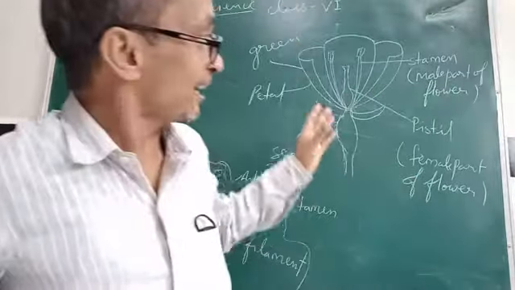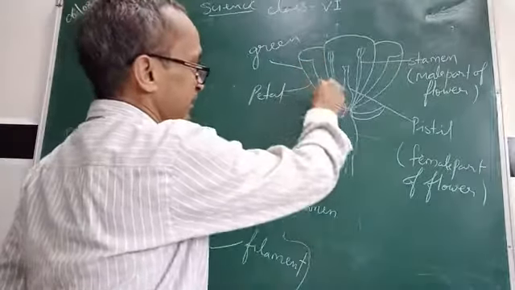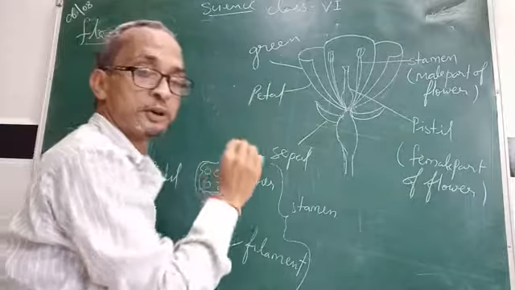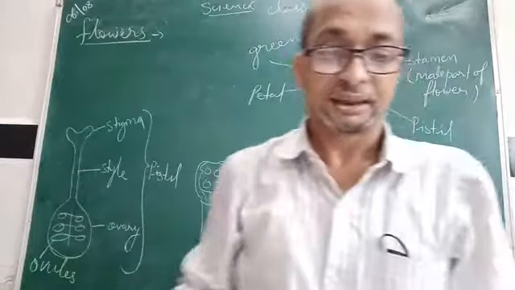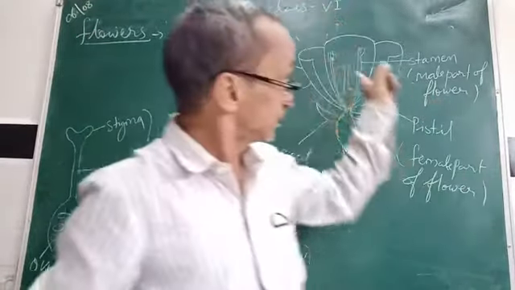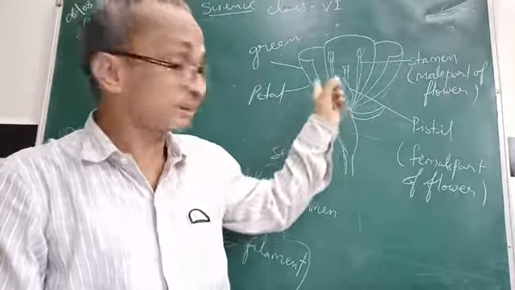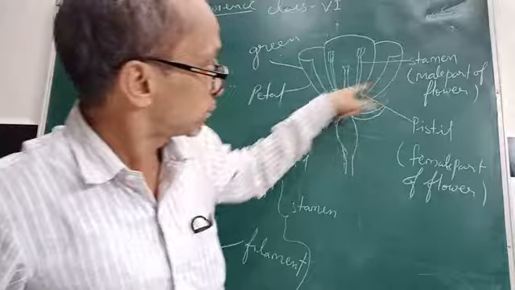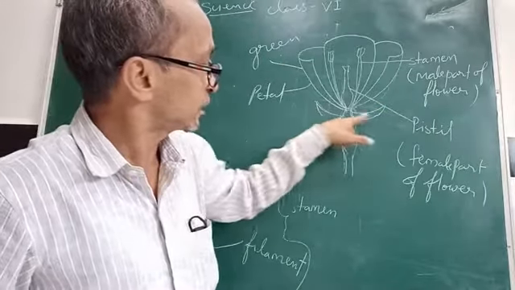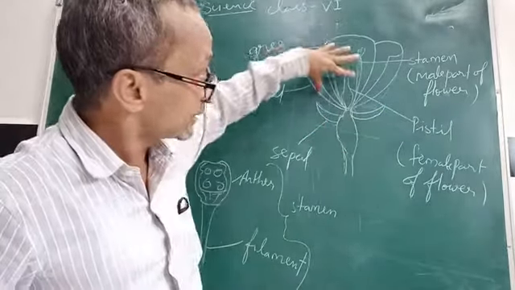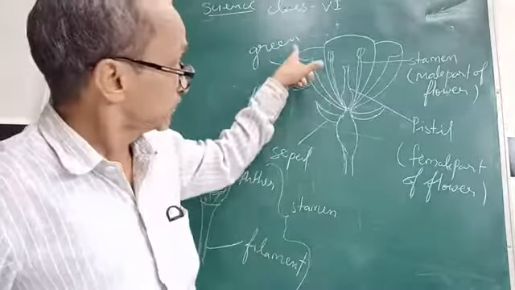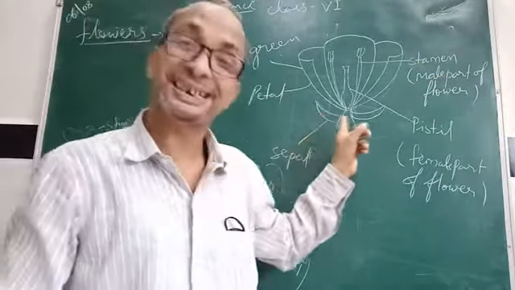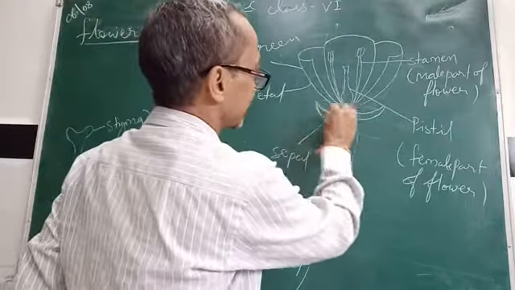Petals are the most attractive parts. These are petals. They are colorful. The petals can be red, blue, green, different colors. This part is known as the petals and this is known as the sepals. Petals are situated inside the sepals. Petals have many colors. Sepals are mostly green.